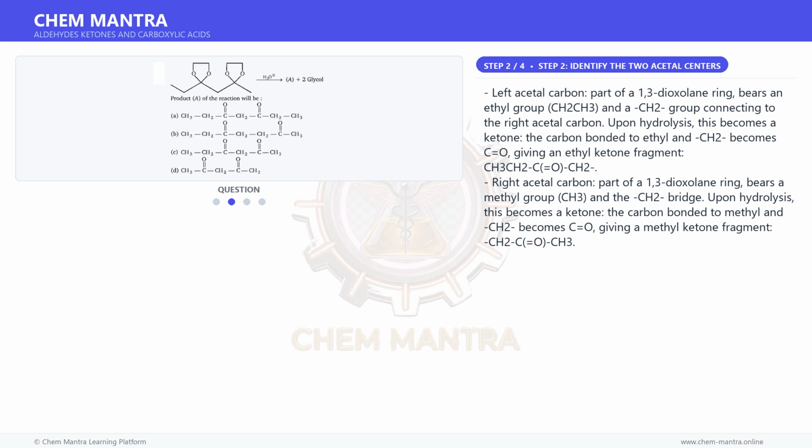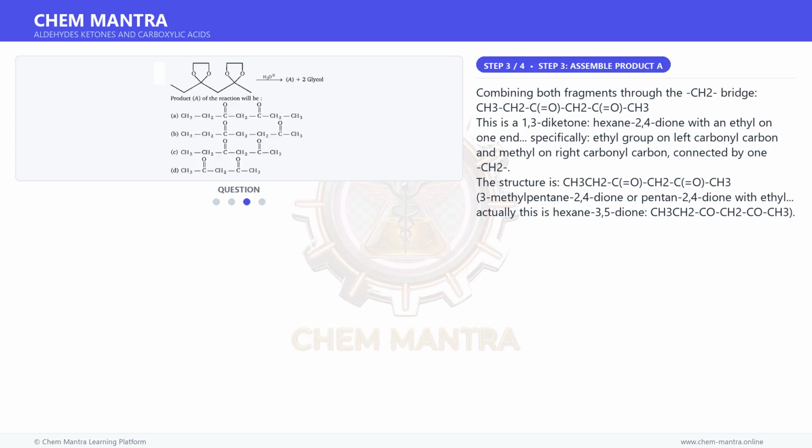The right acetal carbon, part of a 1,3-dioxolane ring, bears a methyl group, CH3, and the CH2 bridge. Upon hydrolysis, this becomes a ketone. The carbon bonded to methyl and CH2 becomes C=O, giving a methyl ketone fragment, CH2C=O, CH3. Moving on to the next step.